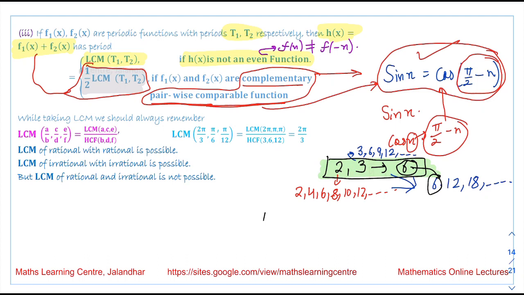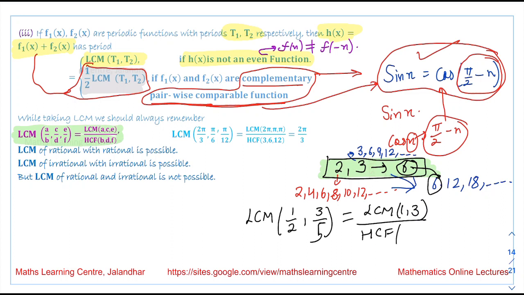Now suppose we have to calculate the LCM of, say, 1 by 2 and 3 by 5. To calculate the LCM of these numbers, the formula we are using over here is: LCM of the numerators, that is LCM of 1 and 3, upon HCF of the denominators, that is HCF of 2 and 5. So the answer we obtain is 3 upon the HCF part. What is HCF of 2 and 5? It is 1. So we are saying the LCM of both these numbers is 3. So you must remember these formulas.